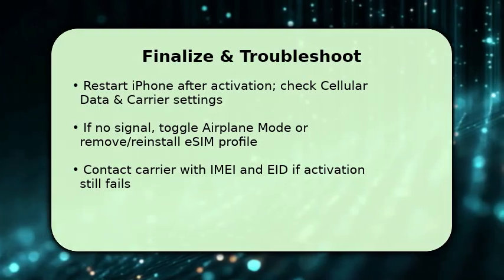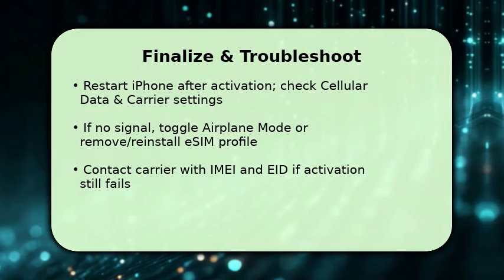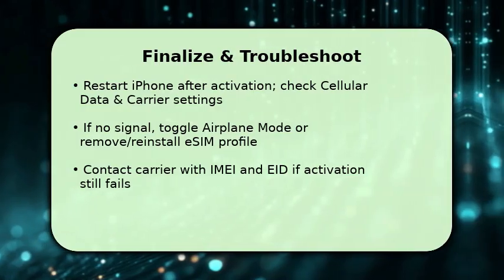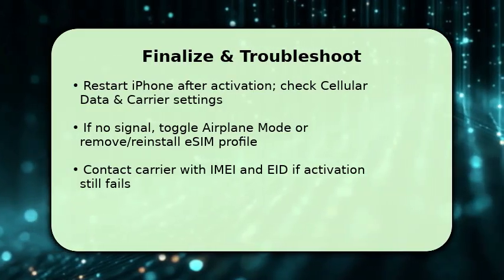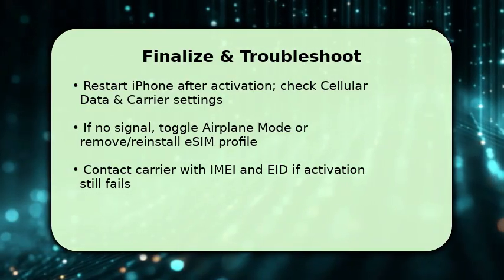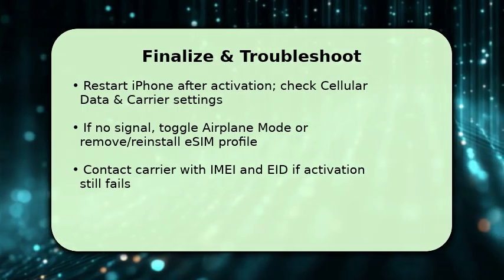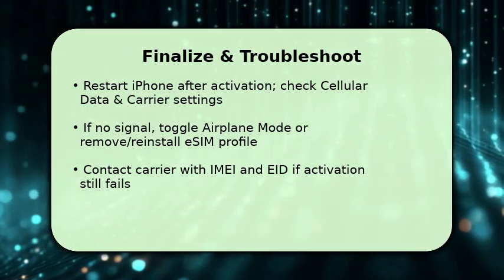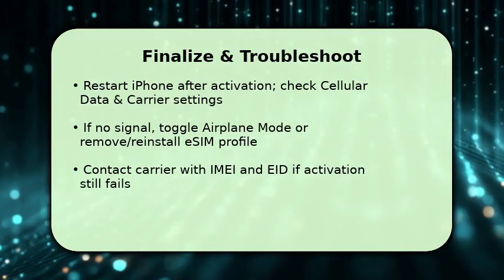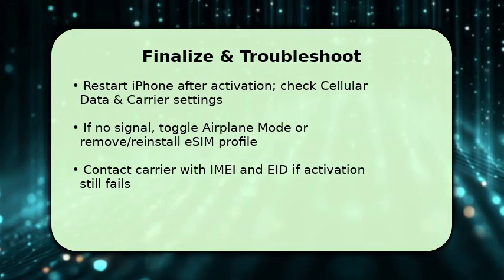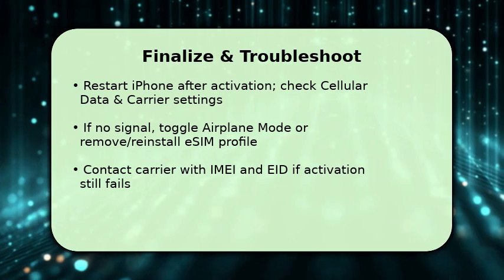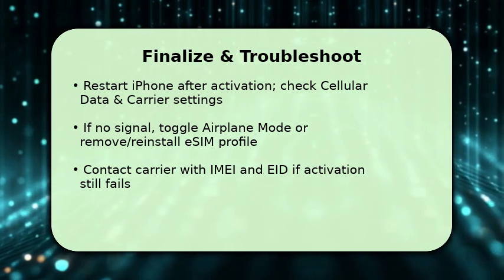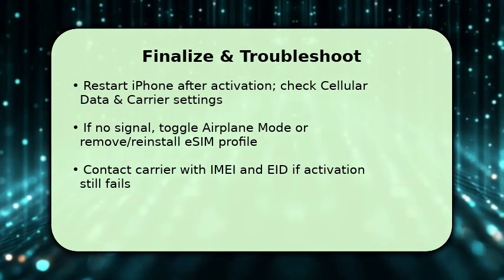If you don't see signal or can't place calls, toggle airplane mode for 10 seconds to refresh network registration, and if needed, remove and reinstall the eSIM profile to reset provisioning. If problems persist, contact your carrier with the iPhone XR IMEI and EID. They can push the profile or fix provisioning on their side. This one step usually resolves stubborn activation issues.